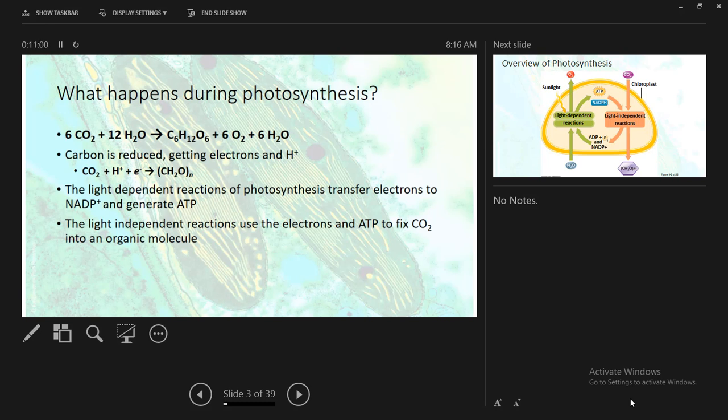Does that make sense? So there's one thing that more clearly attaches these two together than anything else, and that is this: the NADP plus, which after it's reduced becomes NADPH and has the electrons that we need to fix carbon.